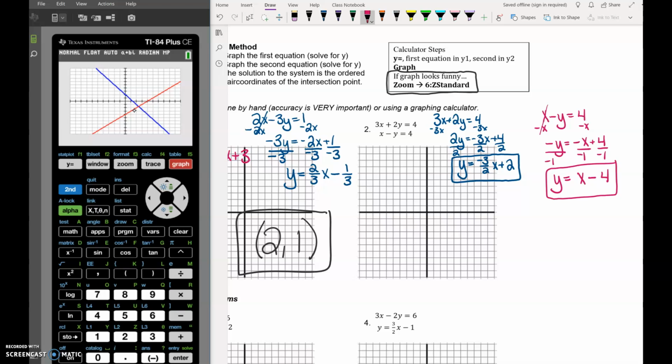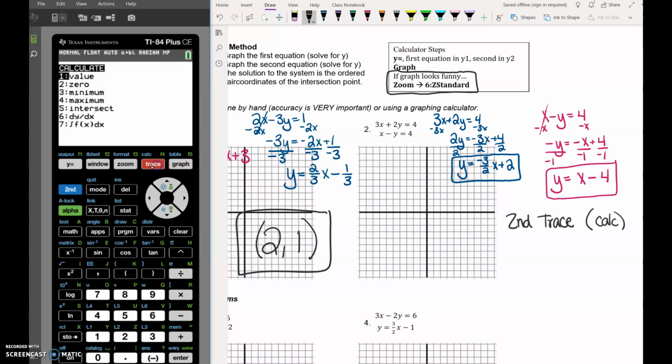Would you like to learn how to make the calculator tell you exactly where they meet? Okay, so you're going to want to pay attention to these steps, and I will try to write these steps down. The first step is to push second trace, and in parentheses, I'm going to put the word calc. Do you see how the word calc is above the trace button? We're getting into the calculate menu. So second trace gets us into this calculate menu.